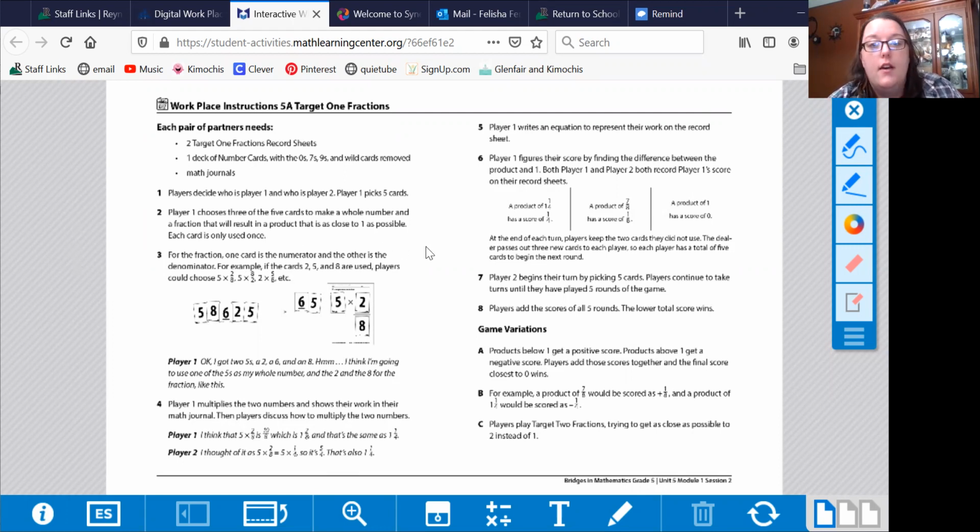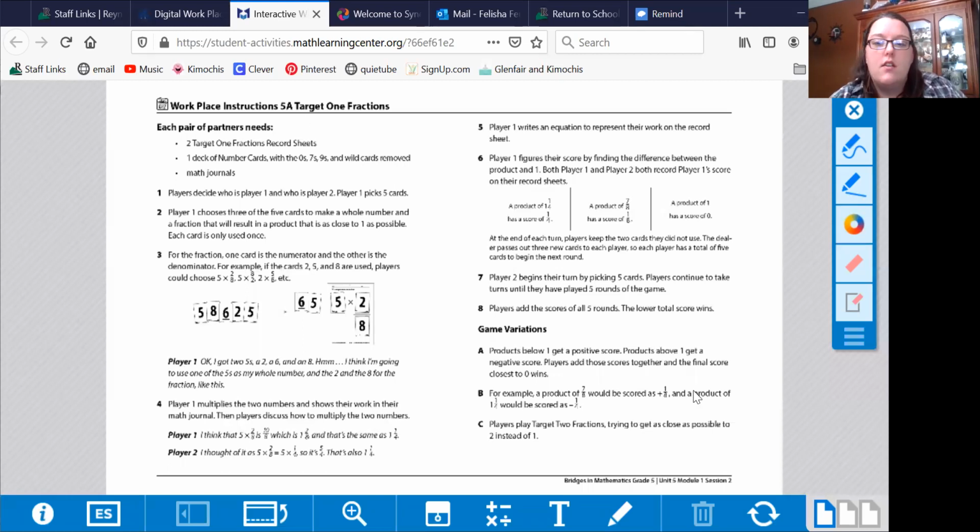Today for math, you should have already taken the Unit 5 pretest. If not, pause here, go do that, come back. Today you're going to learn a new math game. It's called Target One Fractions. It's in your lesson and it's also in your math folder.